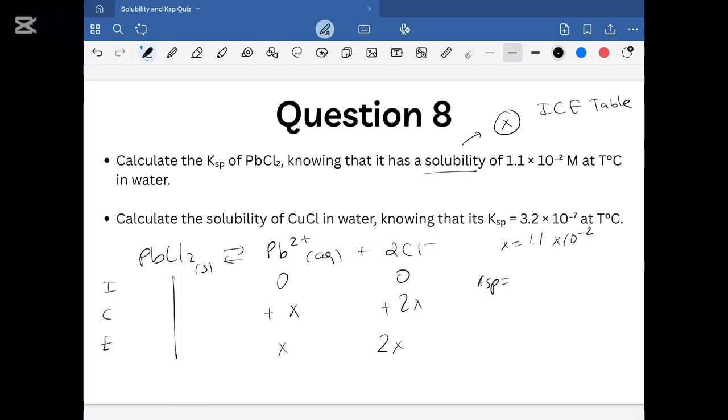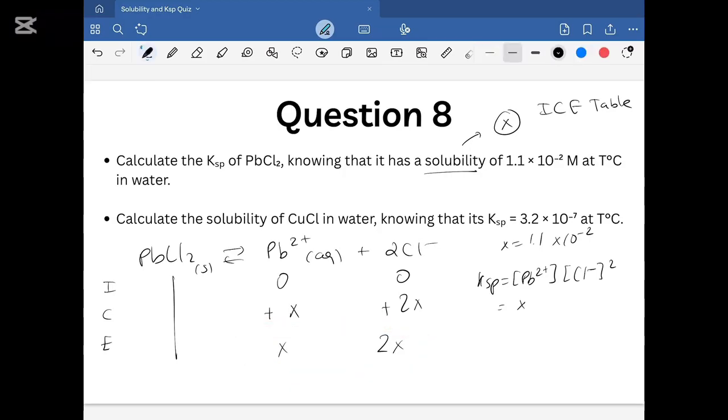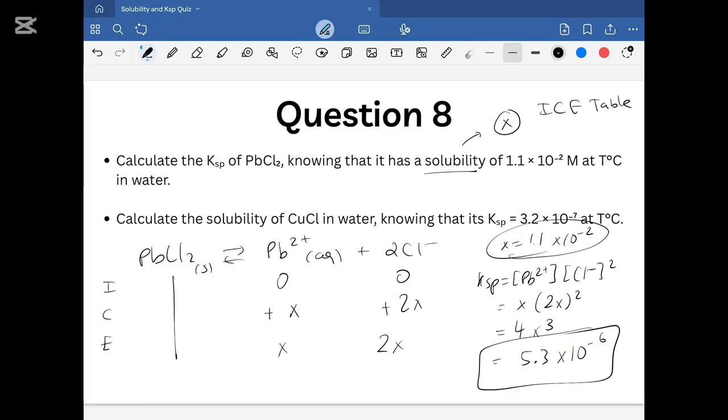So KSP is equal to Pb2 plus multiplied by Cl minus squared, and it's going to be X because we're going to substitute these values over here, the X, and multiplied by 2X squared, which will be 4X to the power 3. And if I substitute X by this value, I'm going to get a KSP of 5.3 times 10 to the power of minus 6. So this is the value for KSP.